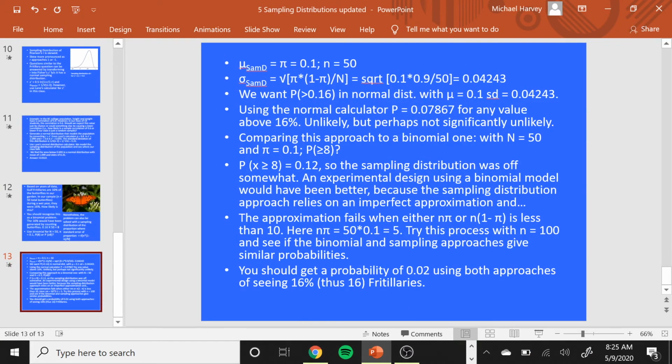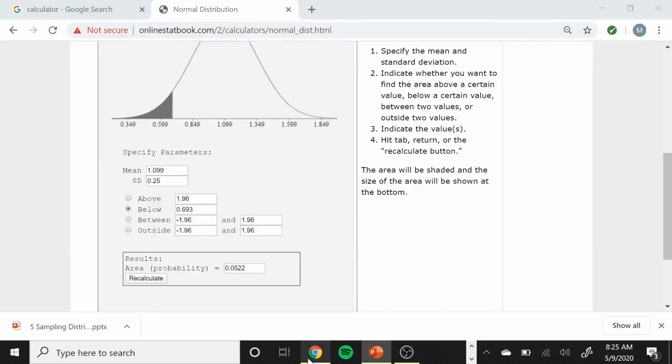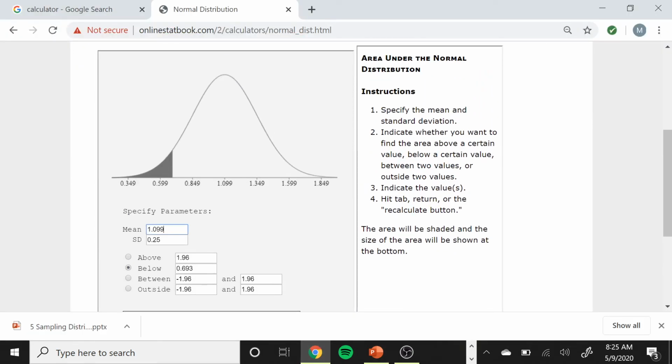All right, let's see if we can do that real quick. I'm just going to copy that so I don't make a rounding error here. So here we have a normal distribution. This is the Gulf fritillary population. Normally, it has a mean of 0.1, so even in a sample of 50 butterflies, we're expecting 10% of them to be fritillaries. Now we need to enter the standard deviation. That's the one I calculated using that formula: pi times 1 minus pi divided by n, and then you take the square root of that whole thing, and that's how you get this.